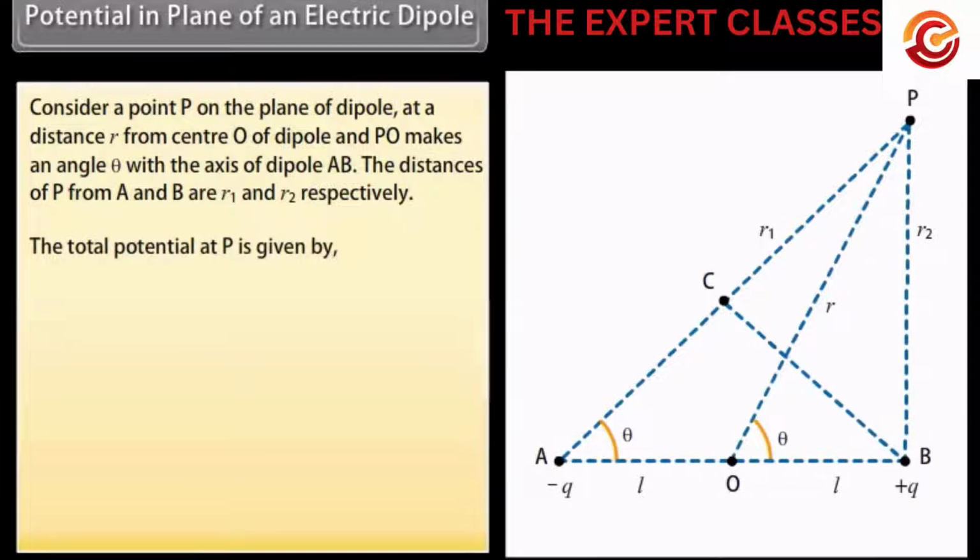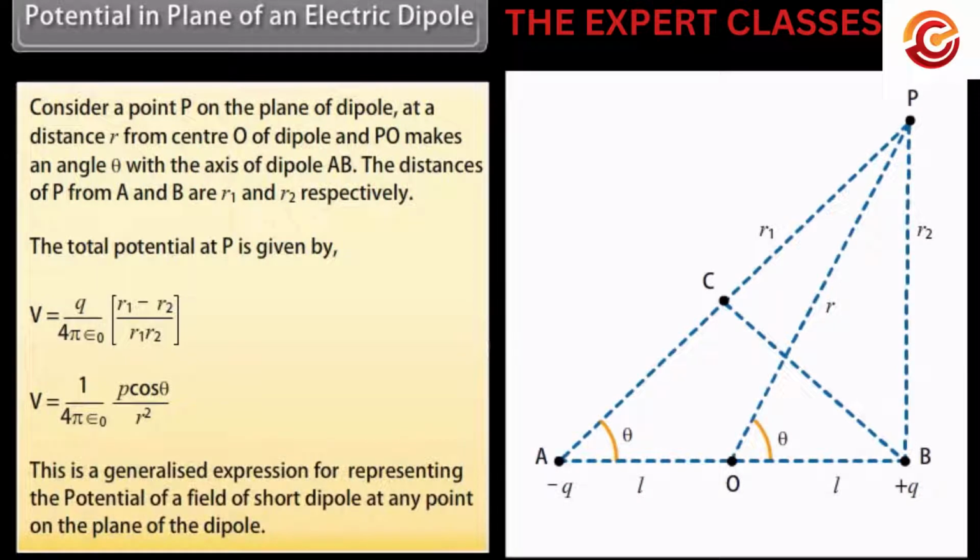The total potential at P is given by V equals q upon 4 pi epsilon naught multiplied by (R1 minus R2) upon R1 R2, which is equal to 1 upon 4 pi epsilon naught multiplied by p cos theta upon r square. This is a generalized expression for representing the potential of a field of short dipole at any point on the plane of the dipole.